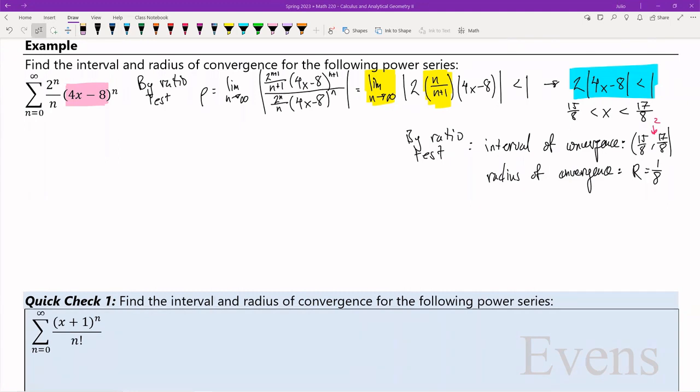So just from the ratio test, we have these two bits of information right here. The interval of convergence is going to be 15 over 8 to 17 over 8, and the radius of convergence is going to be 1/8. But now we have to test whether this thing converges at the endpoints, at these points right here, at 15 over 8 and 17 over 8.